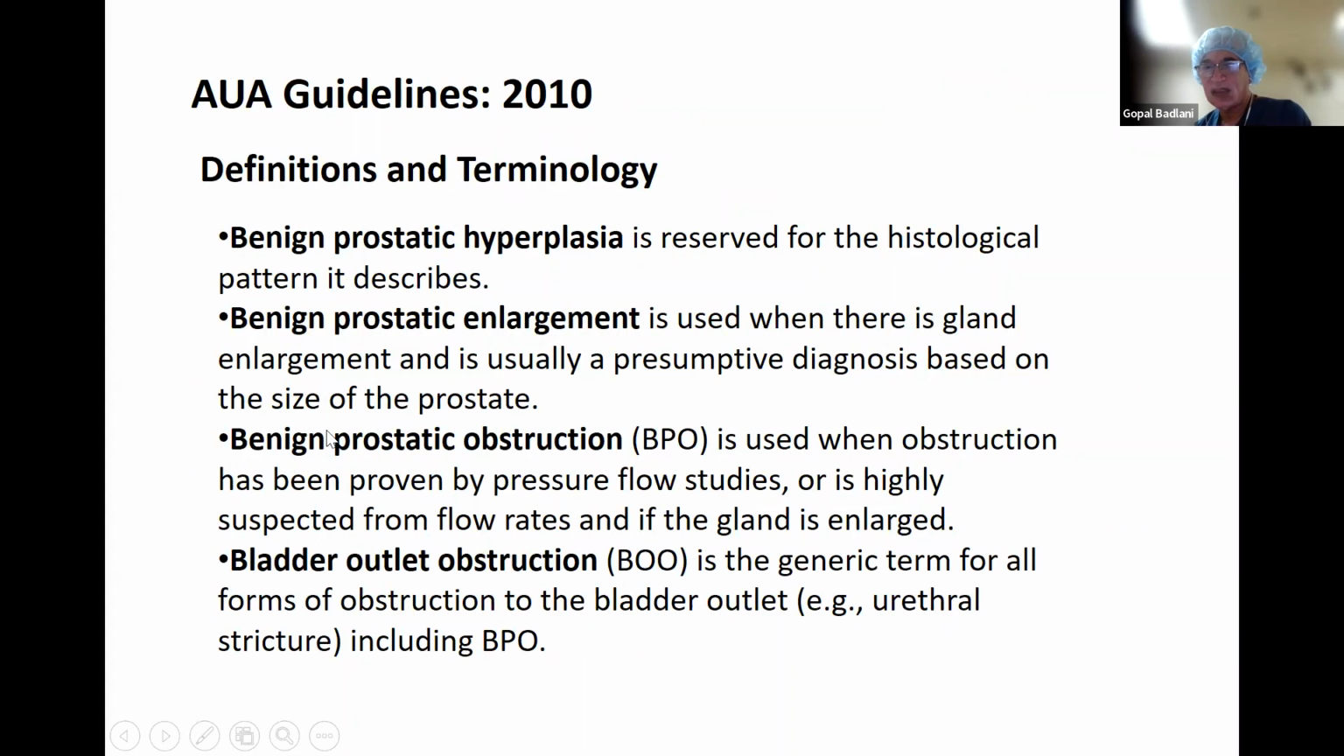So again, I would like to emphasize that BPH is a histological diagnosis. Enlargement is what we talk about. Obstruction occurs in a percentage of patients who have an enlargement, and outlet obstruction is a generic term that can be used for all outlet obstruction, whether it's prostate or urethral, including the prostatic obstruction.